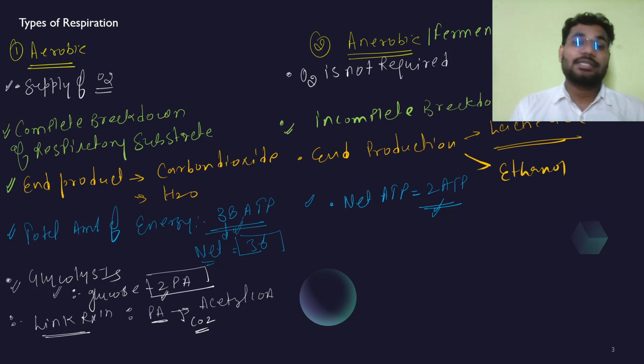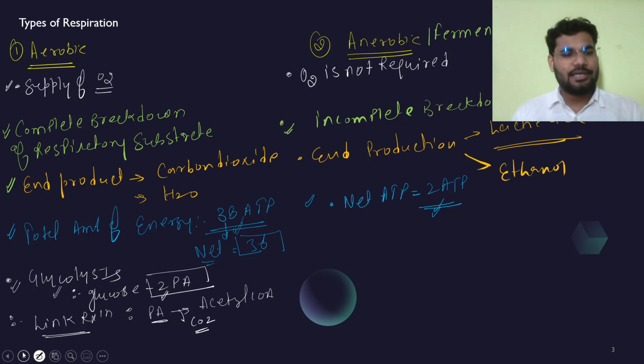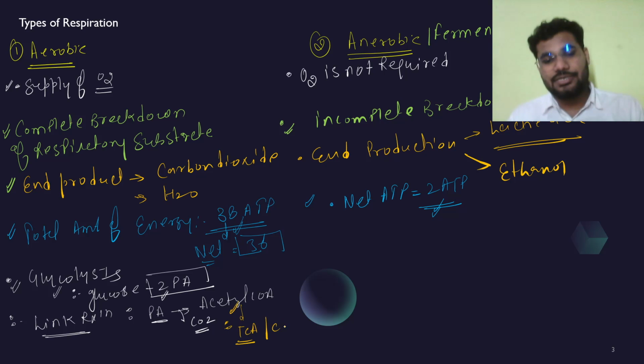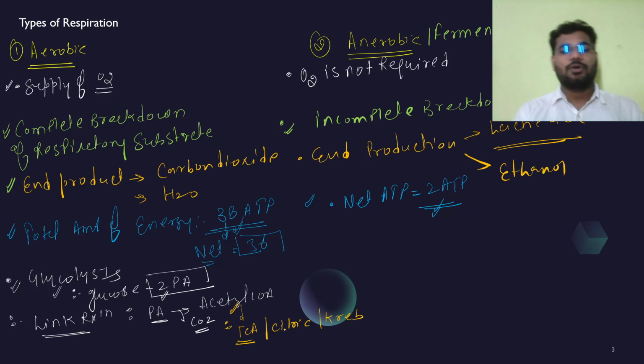Now this acetyl coenzyme A is accepted by oxaloacetic acid in the mitochondria, and another reaction occurs. Let me write it here. This acetyl coenzyme A, which is a 2-carbon compound, is now accepted by oxaloacetic acid in the mitochondria, and another reaction occurs, a cyclic reaction that we call the TCA cycle, the tricarboxylic acid cycle. It is also called the citric acid cycle or the Krebs cycle, named after the scientist. That takes place in the mitochondria.